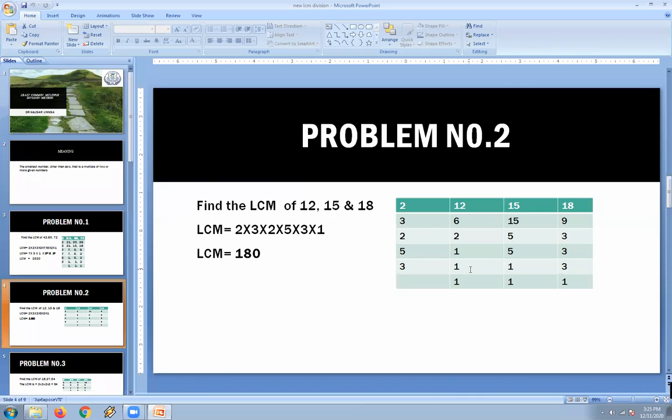This 1 will be retained in the next step. This 1 keeps on repeating till the last.